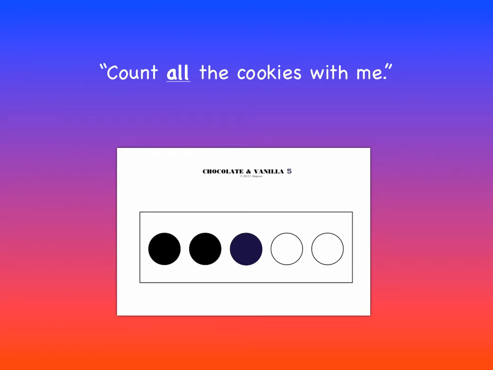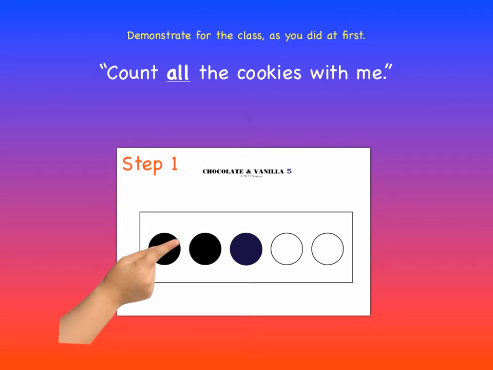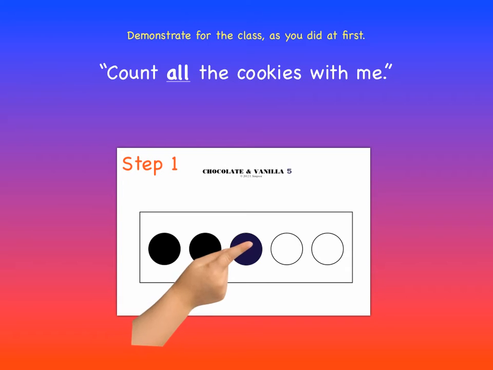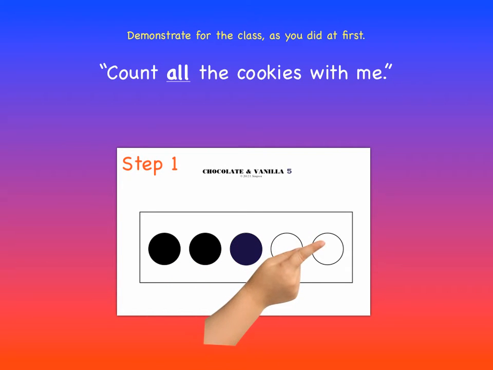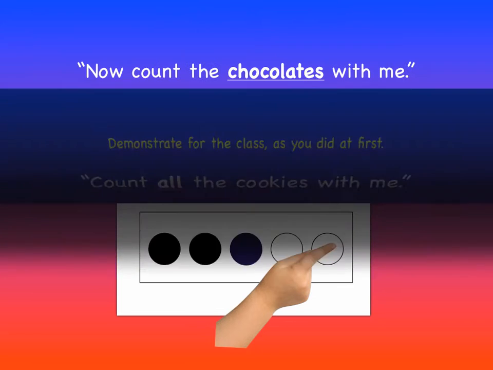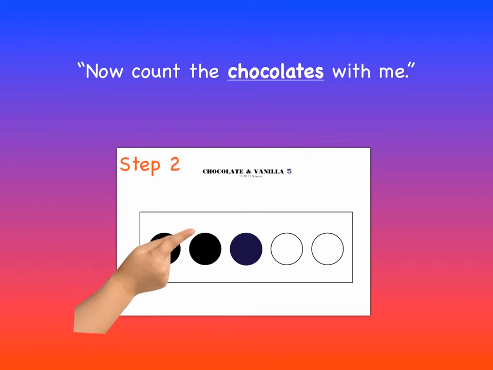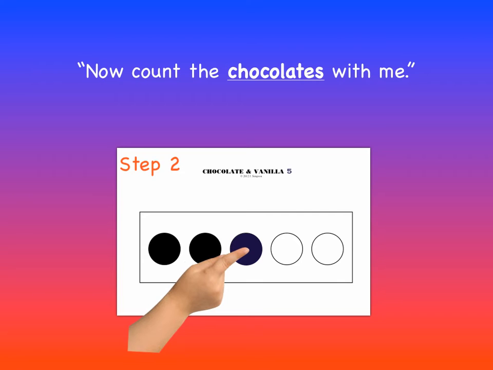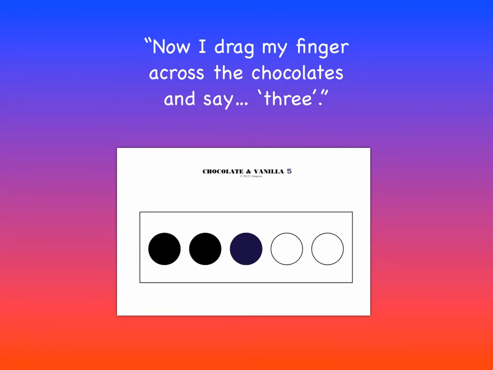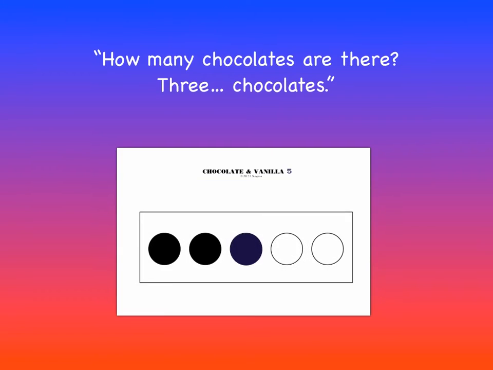Count all the cookies with me. Demonstrate for the class as you did at first. This is the first step of the counting process. 1, 2, 3, 4, 5. Good work, everybody. Now, count the chocolates with me. 1, 2, 3. Now, I drag my finger across the chocolates and say 3. How many chocolates are there? There are 3 chocolates.